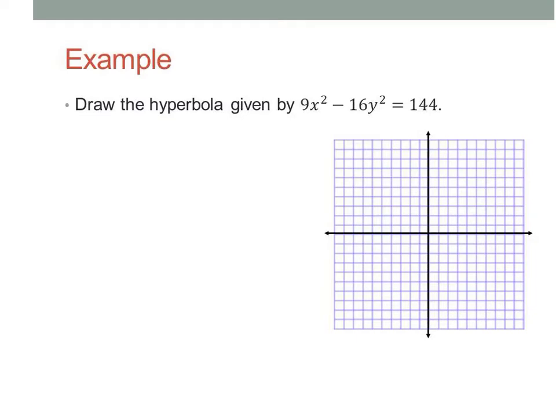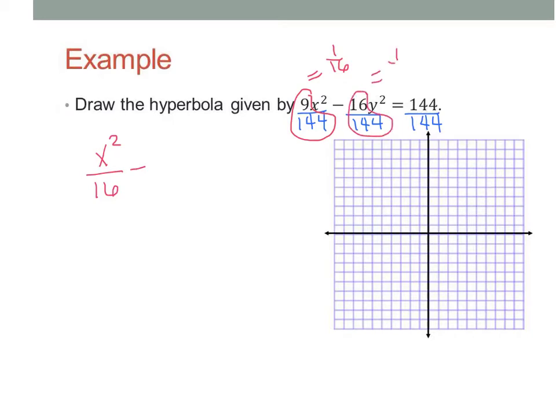Okay, so looking at this equation, the first thing we're going to notice is it's supposed to be equal to 1. And so to remedy that, we're going to divide everything by 144. Looking at this fraction here, 9 over 144 is 1/16. So I could write that as x squared over 16, minus 16 over 144, which happens to be 1/9. So that becomes y squared over 9 equals 1.